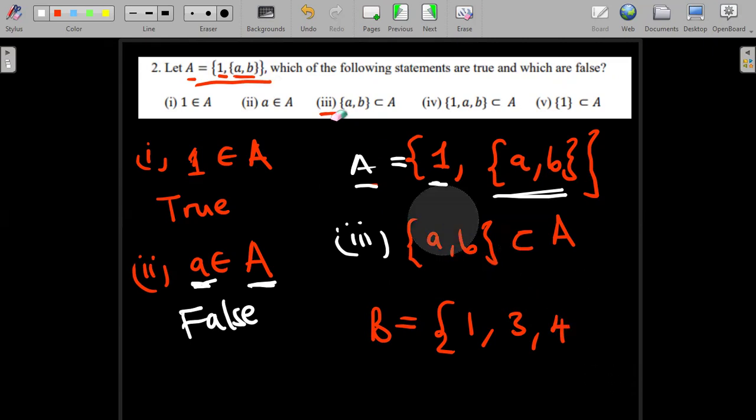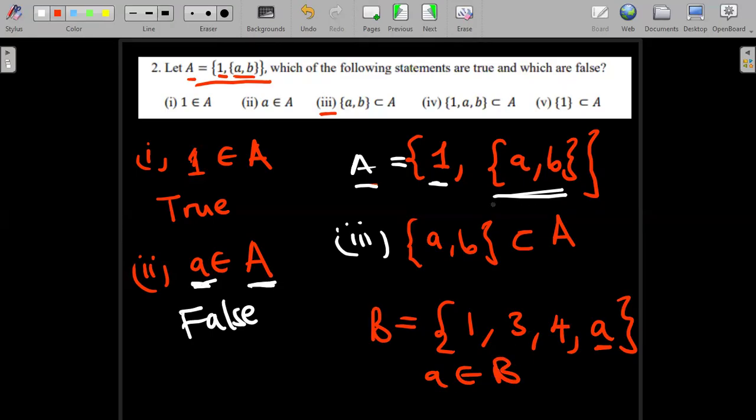So let me go back to this B part here. If I say there's A here, I can see that A here is listed as a member of this set B. So meaning A is going to qualify to be a member of set B.